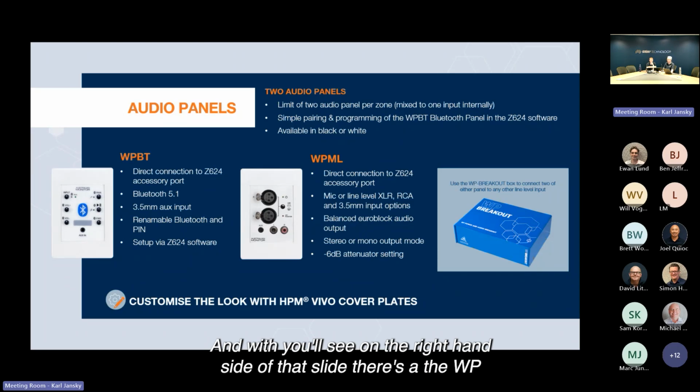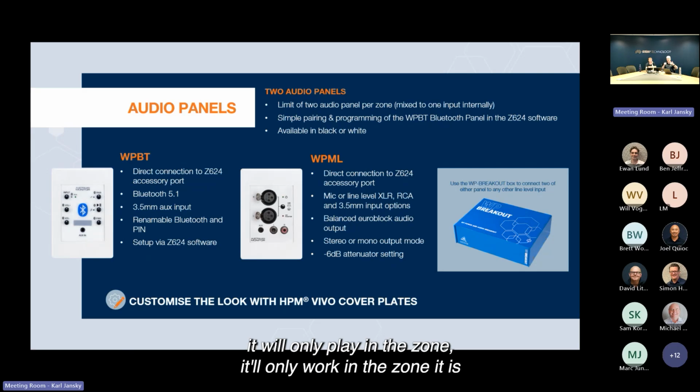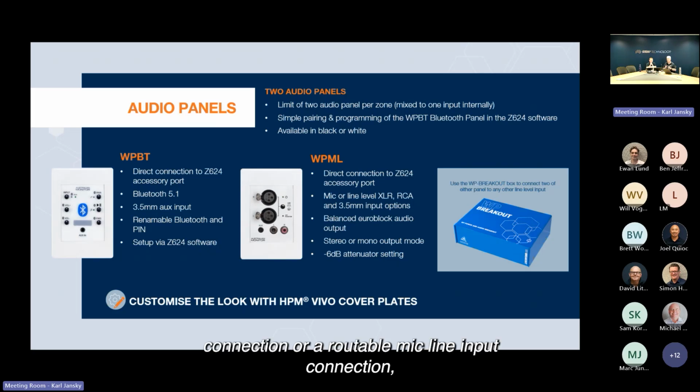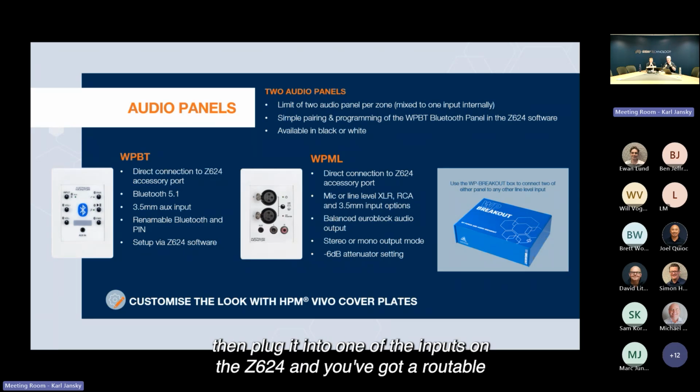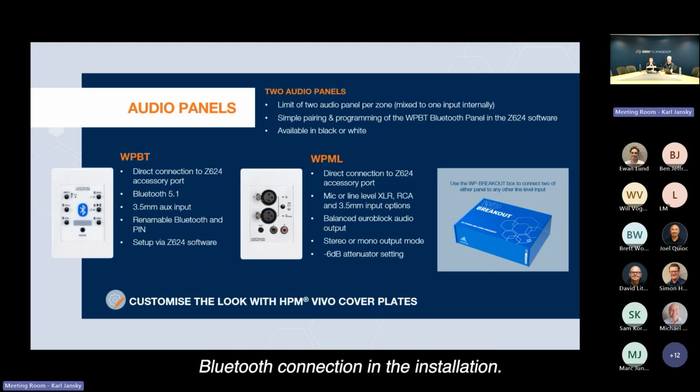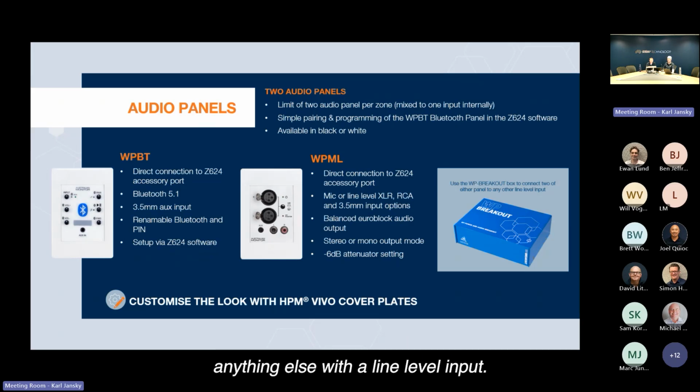And you'll see on the right-hand side of that slide, there's the WP breakout box. When you connect the WPBT or the WPML direct to the Z624, it will only work in the zone it is connected to. However, if you did want a routable Bluetooth connection or a routable mic line input connection, the breakout box powers it, breaks it out to line level, and you can then plug it into one of the inputs on the Z624, and you've got a routable Bluetooth connection in the installation. And just as an aside, that breakout box will allow you to use either of those wall panels with any other amplifier, anything else with a line level input.